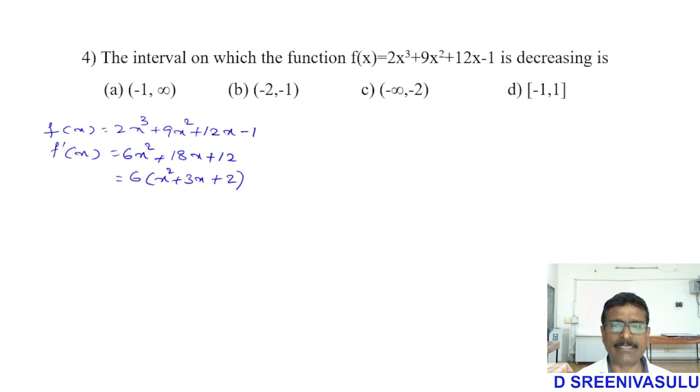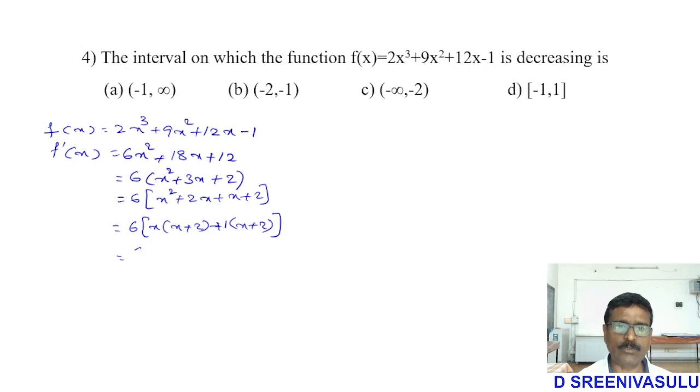Now split the middle term. If you are splitting the middle term, 6 into x square plus 2x plus x plus 2. This is equal to 6 into, taking x common, x plus 2 plus, taking 1 common here, x plus 2. Again taking x plus 2 common, you will get x plus 2 into x plus 1. This is f dash x. Let f dash x is equal to 0. If you are taking this, you will get the critical points.